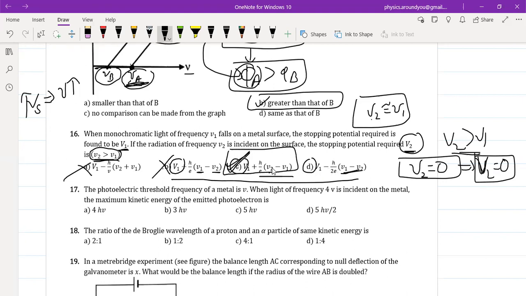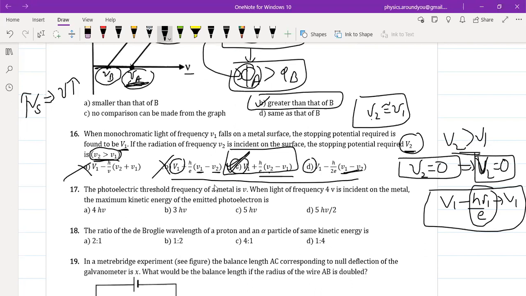Why? You put nu2 as 0 there, we get V1 minus H nu1 by E. H nu1 by E is nothing but V1. V1 minus V1 is getting cancelled. So the only option where you get 0 as key when you put nu2 as 0 is C. So the 16th one goes with C.